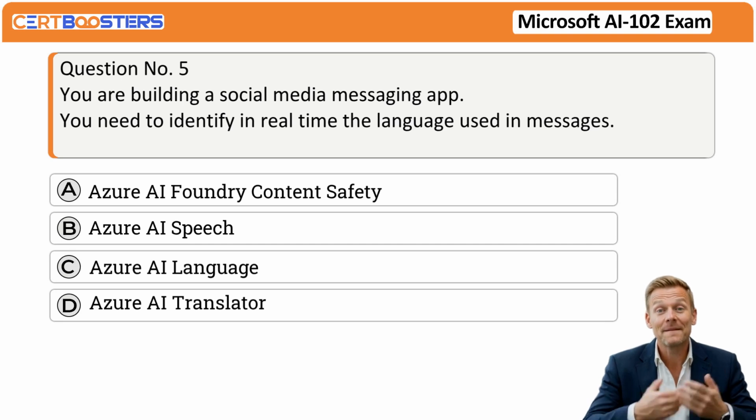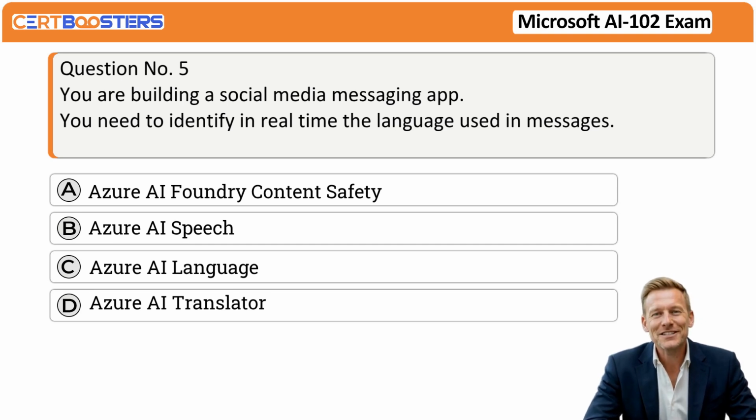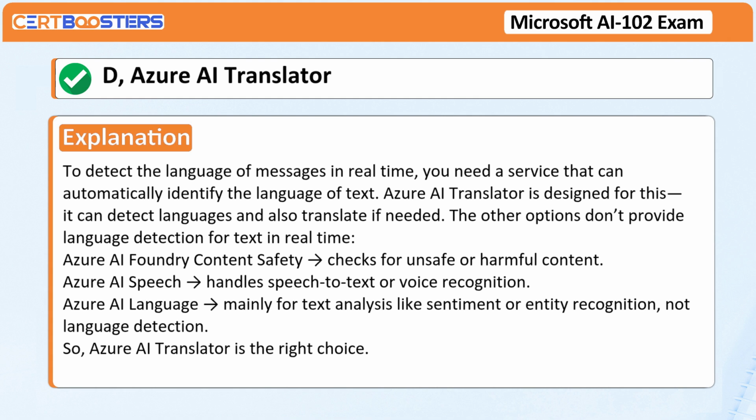Question number 5. You are building a social media messaging app. You need to identify in real time the language used in messages. A. Azure AI Foundry, Content Safety. B. Azure AI Speech. C. Azure AI Language. D. Azure AI Translator. Answer. D. Azure AI Translator.